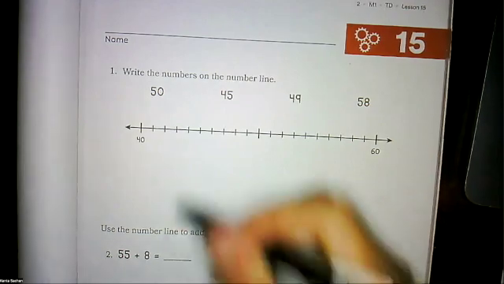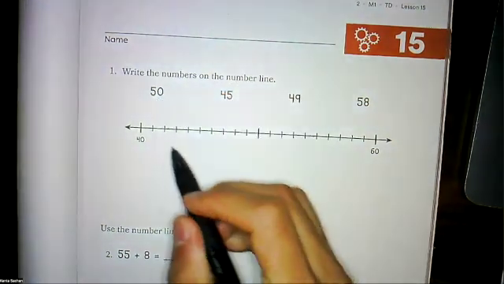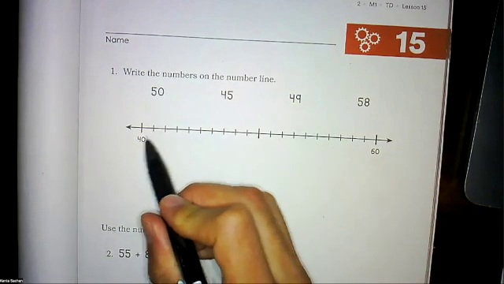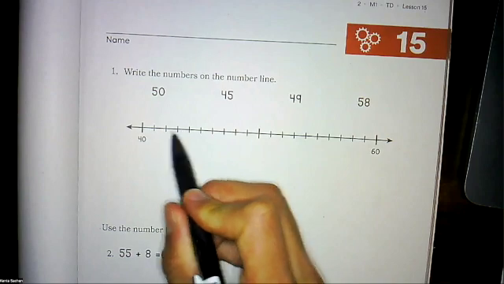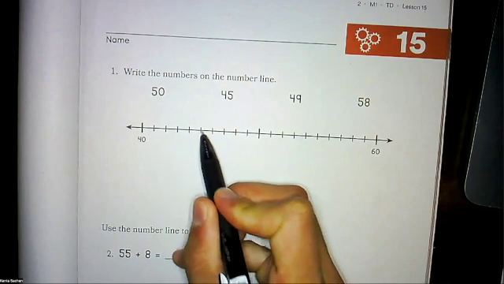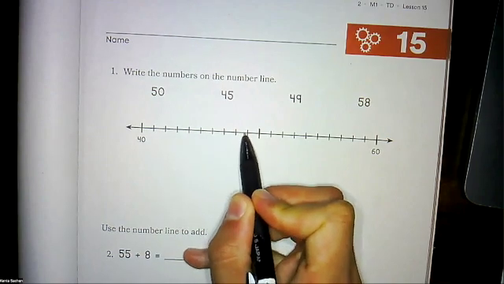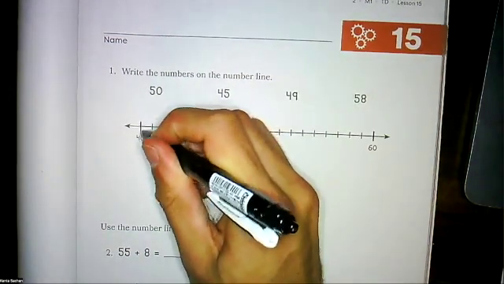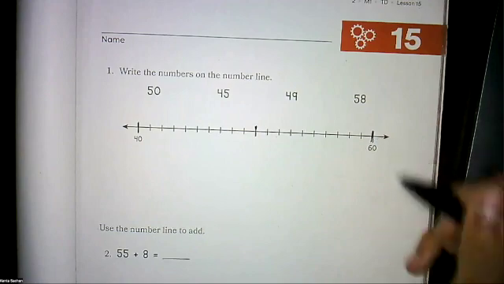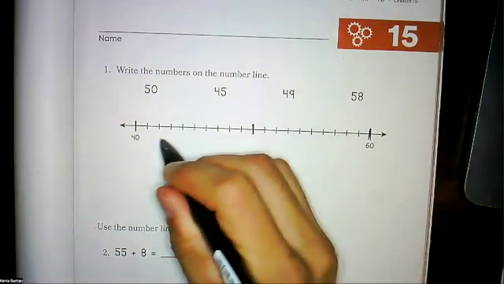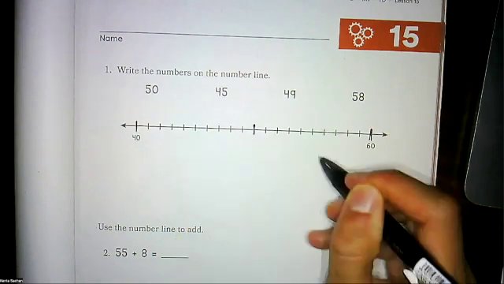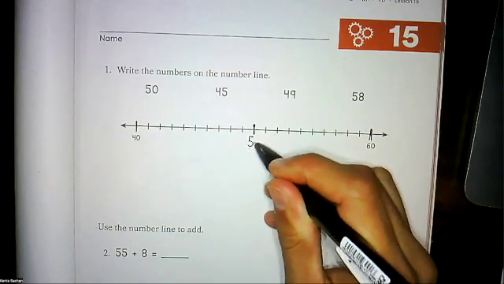Okay, so for example, for 50, right, I don't see a 50 here. So I can start at 40 and start counting. 41, 42, 43, 44, 45, 46, 47, 48, 49, 50. Or you might see that this line is a little bit bigger, right? And usually on number lines, the 10 lines are going to be bigger. So now this bigger line in between 40 and 60 must be 50.